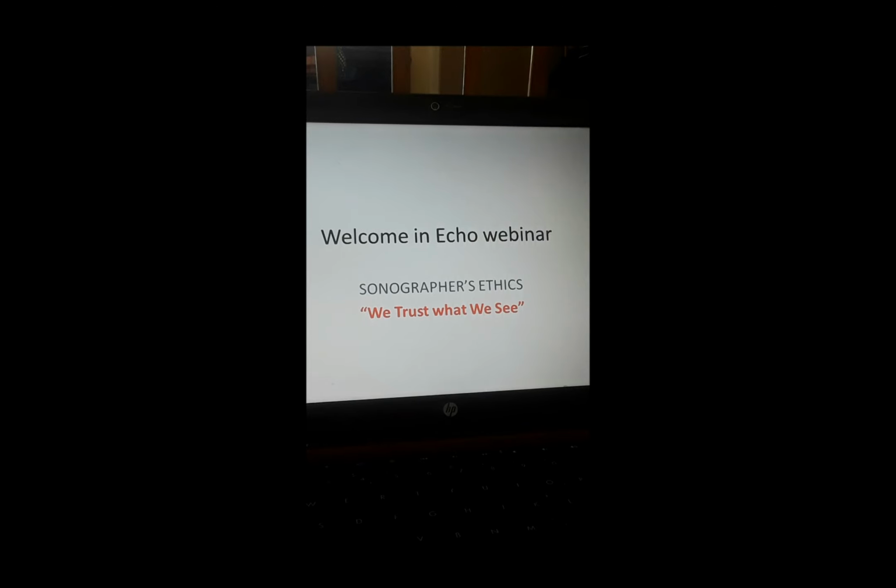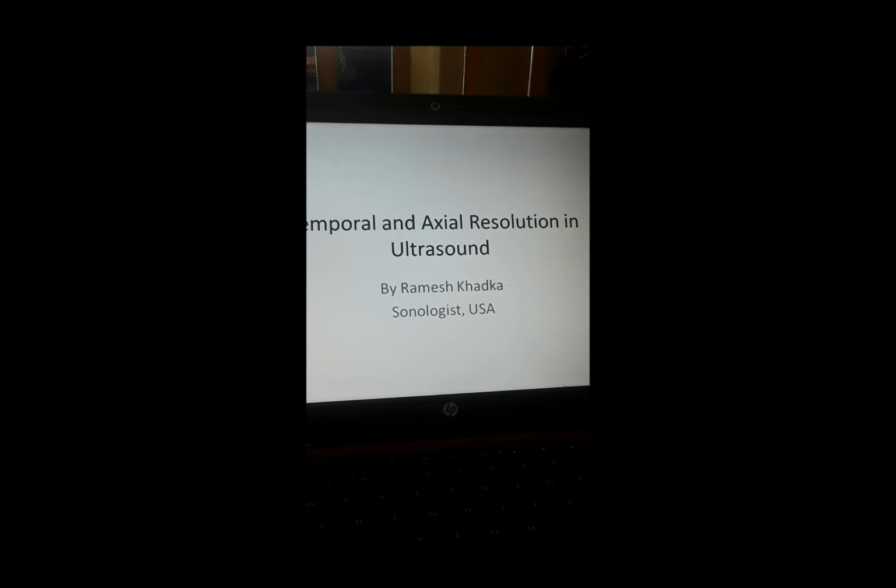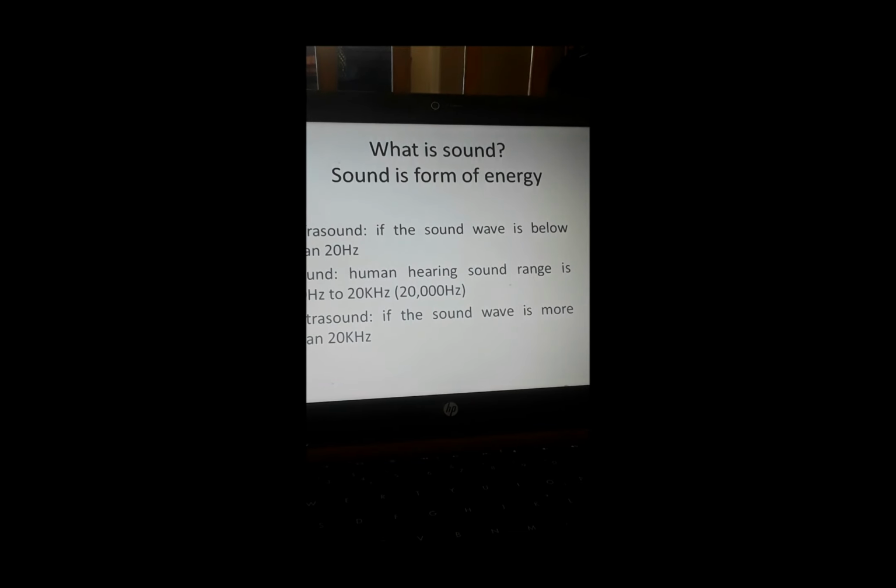Let's begin with the temporal and axial resolution in ultrasound. What is sound? Sound is a form of energy, which travels through a medium. There are different kinds of sound. If the sound wave is below 20 Hz, it's called infrasound.